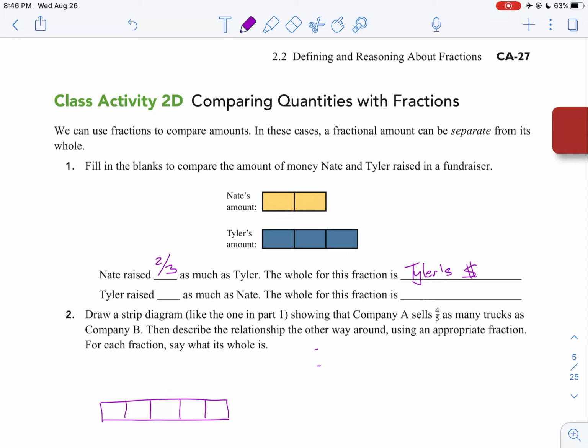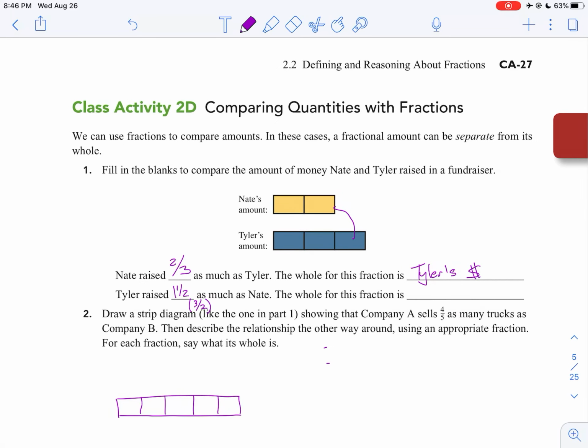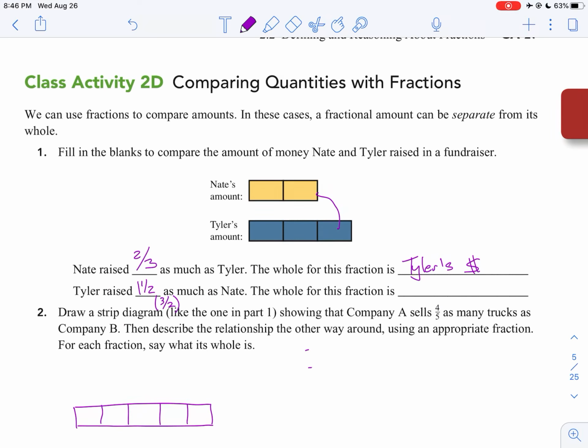Then if we look at it the other way, Tyler raised blank as much as Nate. Well, here we have to look at Tyler's compared to Nate's. Do you see that Tyler definitely raised more money than Nate? In fact, he raised 1.5 as much as Nate. Or you could say he raised 3/2 as much as Nate. Either one would be fine. In this case, the whole for the fraction is Nate's money.